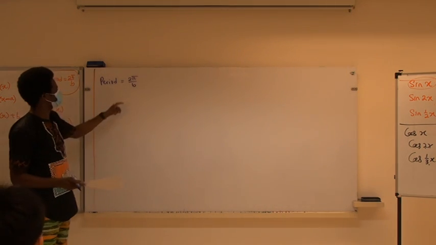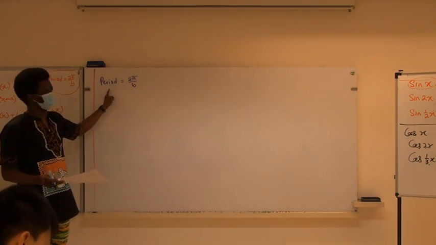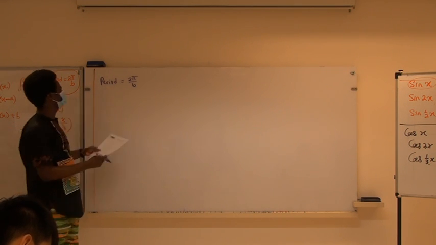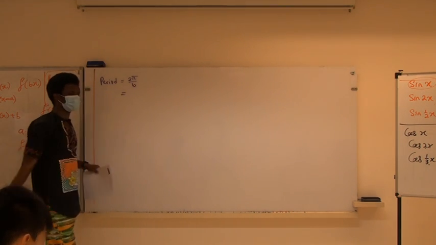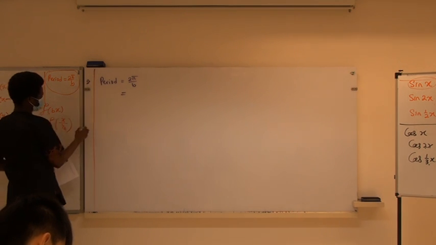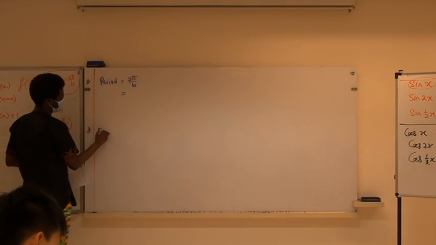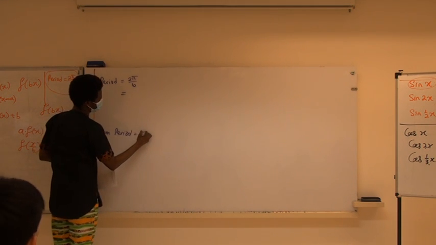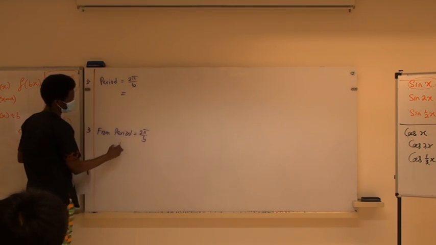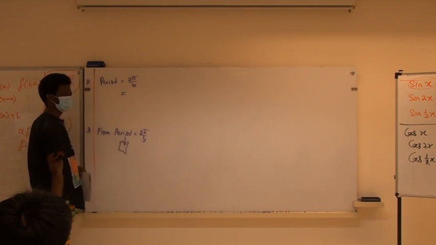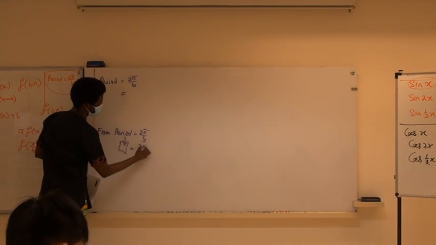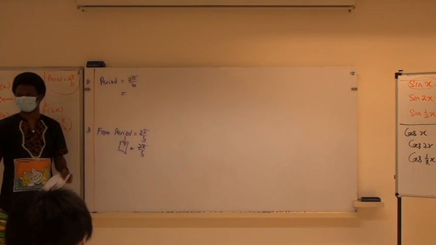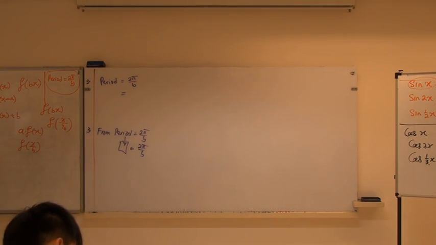So for question 2, you should state this first. Okay? Period is 2 pi over B, which is equal to blah, blah, blah. For question 2. Therefore, question 3, I expect you to say from period equals 2 pi over B. Then you put your period. This is known. And this is not known. Then you can cross multiply and solve for B. So you need to justify what you're doing.